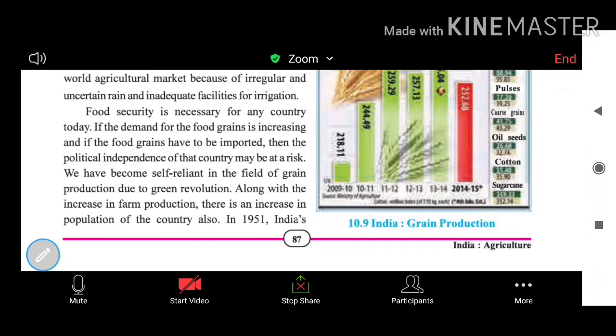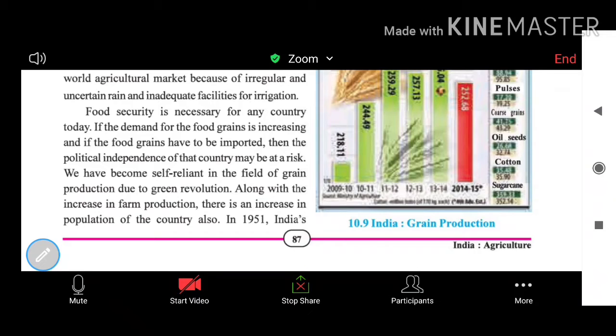If the demand for the food grain is increasing and if the food grains have to be imported, then the political independence of that country may be at a risk. So what they are saying, let us see once again. If the demand for the food grain is increasing, अगर कहीं ना कहीं food grain की demand increase हो रही है, and if the food grains have to be imported, और हमें वो food grain import करनी पड़े, then the political independence of that country may be at a risk.